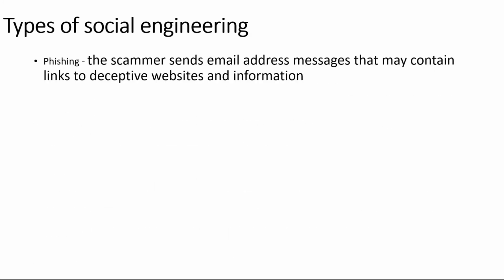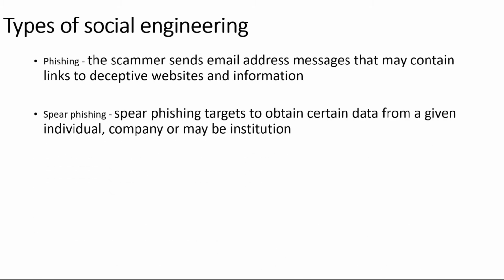Number 4. Phishing. Phishing involves retrieving certain confidential information from a victim through email messages. In this type, the scammer sends email messages that may contain links to deceptive websites and information. The email prompts the user to click on a certain link, which prompts the user to change their logins. In essence, fix new passwords, and on updating these details, the victim's information gets leaked out.